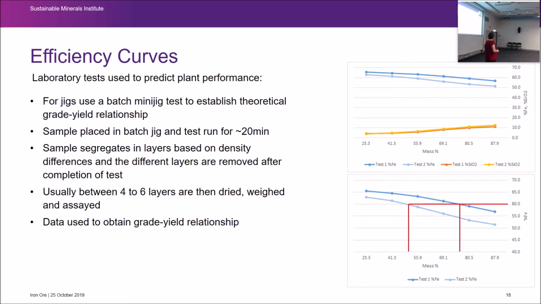It again shows that same head grade, different timing, different areas in the pit. You get quite a different amount of mass recovered if you're aiming for 60% iron product. Again, very important to understand this so that you can operate your plant efficiently.